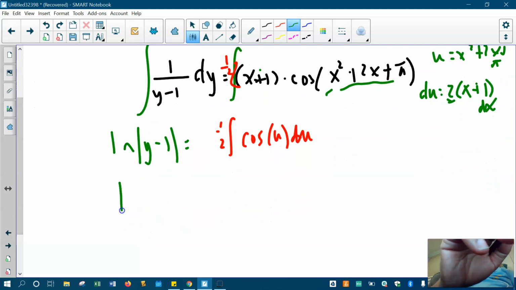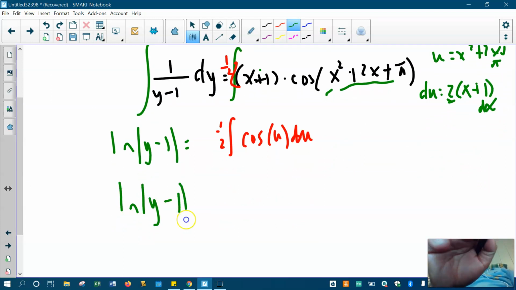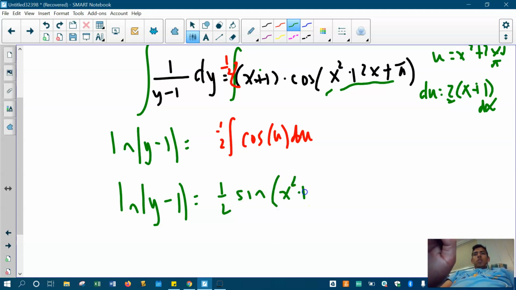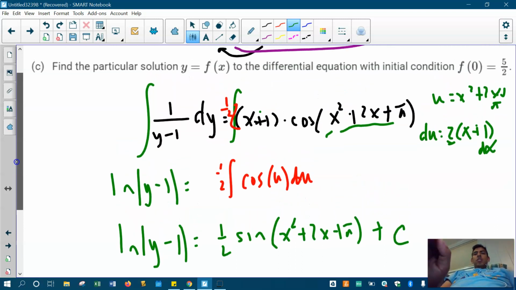I get natural log absolute value of y minus 1 equals 1/2 antiderivative of cosine is sine of u, and u was that monster, x squared plus 2x plus pi. Don't forget, plus C. Okay, so that's the general solution.